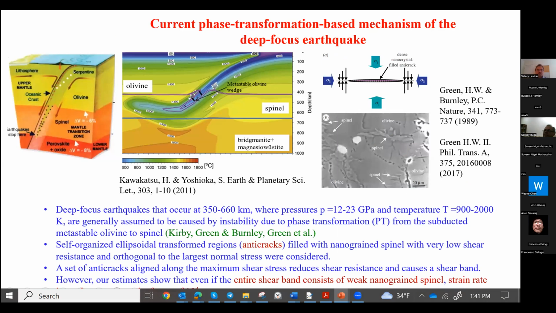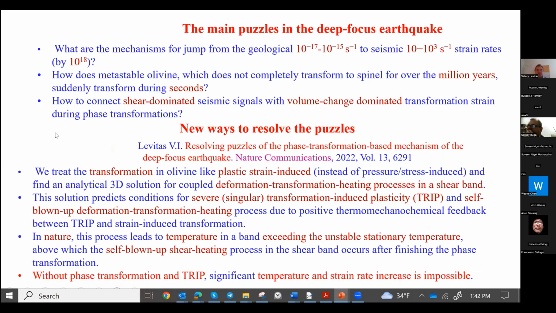And next topic is the mechanism of deep focus earthquake. Deep focus earthquake occurs at such depths where pressure is 12 to 23 GPa and temperature is between 900 and 2000 Kelvin. And usually it's assumed to be caused by instability due to phase transformation from subducted metastable olivine to spinel. But there is no quantitative theory, and also there are various puzzles which were not explained, and some of them are here.